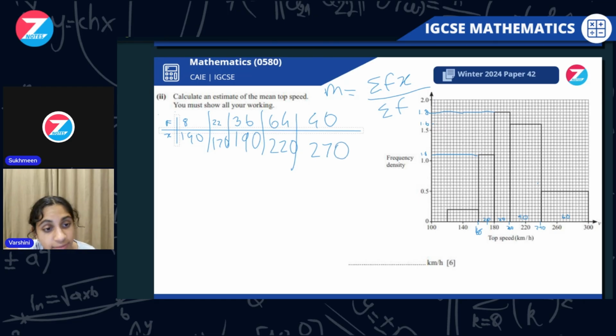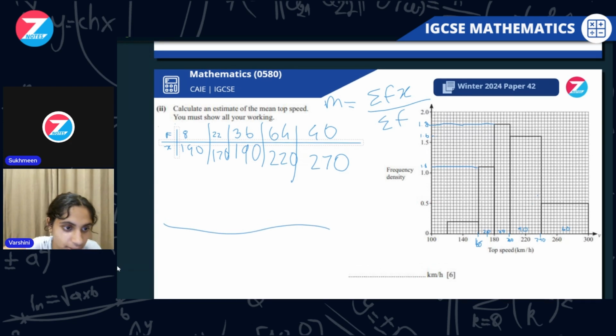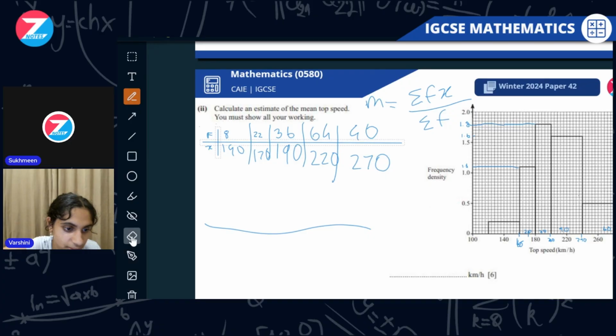Okay, so now to find the mean top speed, we're going to have to sum up all of this value into this value, plus this value into this value, plus this value into this value, plus this value, plus, yeah, you got all of them, divided by the sum of all the frequencies. So first, let's find the sum of all the frequencies. Never mind. Okay, yeah.